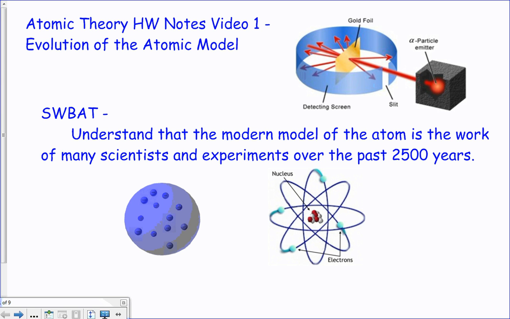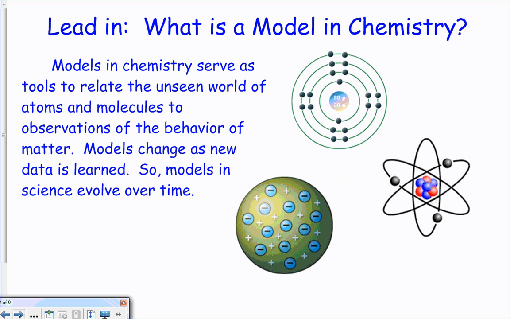This is video one of our second unit, Atomic Theory. When we are done with today's video, we will understand how the modern model of the atom has come about over the past 2,500 years.